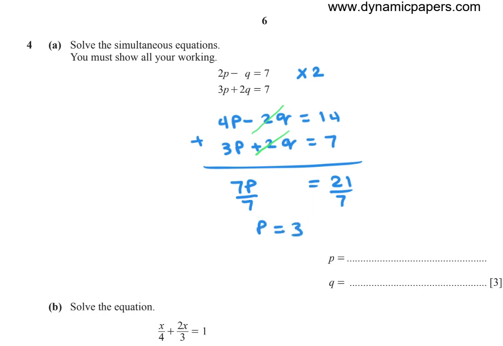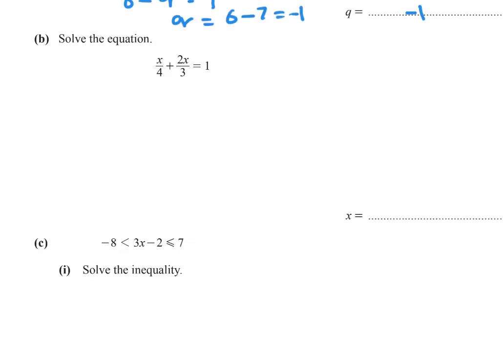Now substitute in the first equation, so 2 times 3 minus q equals 7. So 6 minus q equals 7. So q equals 6 minus 7, which is negative 1. So b equals 3, q equals negative 1.